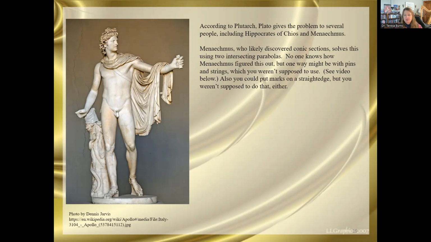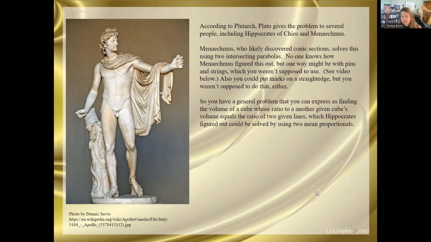One speculation is he did it with pins and strings. There's a video, I've dropped a link in below, of a guy using a rope showing how you could figure this out. And you use two double cubes, by the way, if you're figuring it out like that. You could also put marks on a straight edge and get an approximation. But the thing is, you're not supposed to use anything but a compass and an unmarked straight edge. Now, why that is, that's another whole discussion.